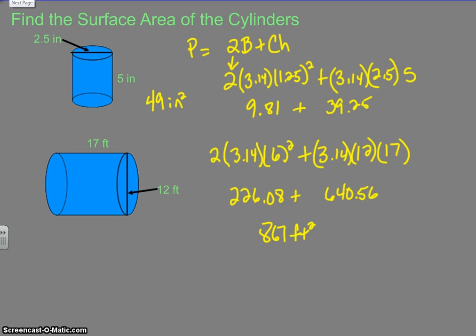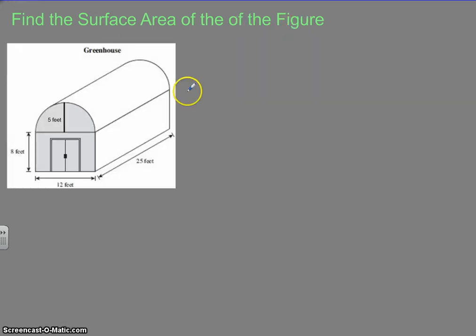So we've seen the 3 structures we're going to see today. Now let's look at this last one. This is a challenge problem. We want to find the surface area of this greenhouse. We're not going to look at the bottom. There's no real floor to it. Let's look at the outside. Now notice this greenhouse has rectangles along the bottom and a cylinder on top.